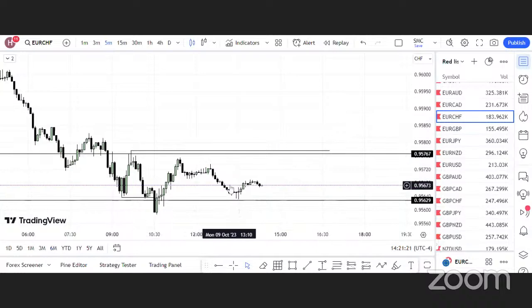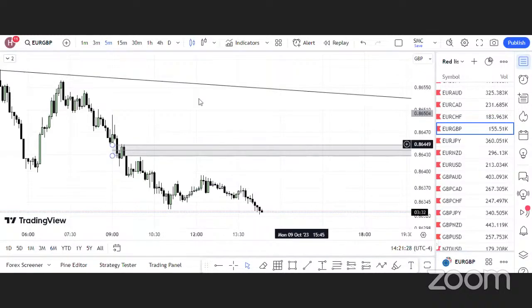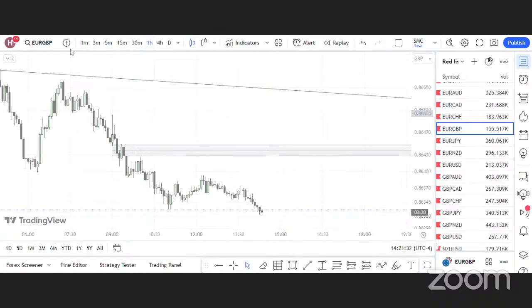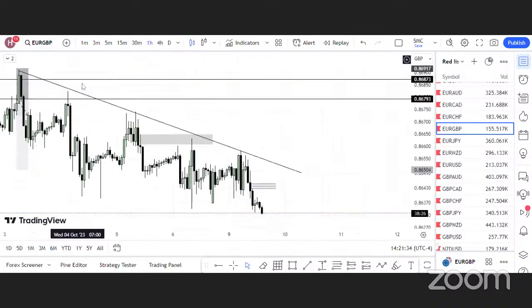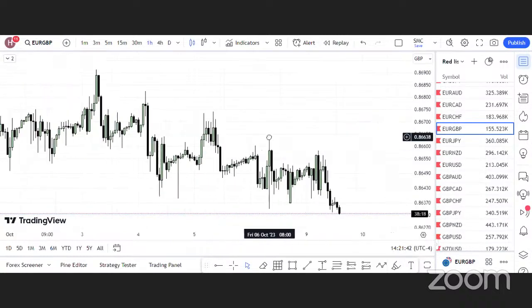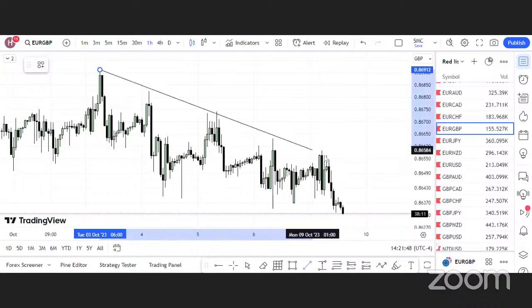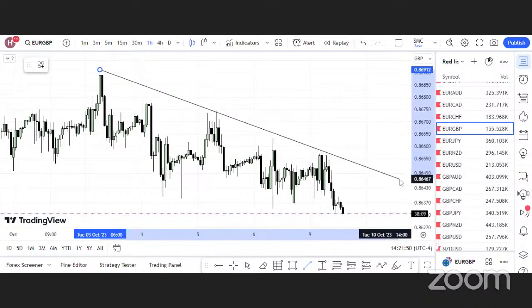Yeah. So let's go to another chart. Let's make another analysis. All right, so we have Euro GBP here. Let's delete everything here and make a fresh analysis.